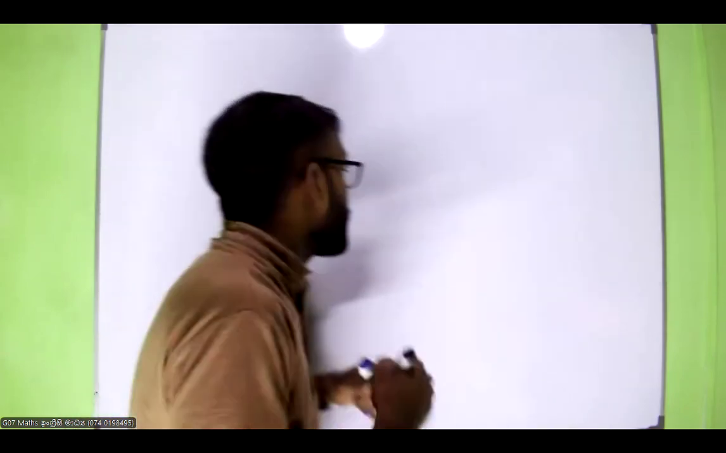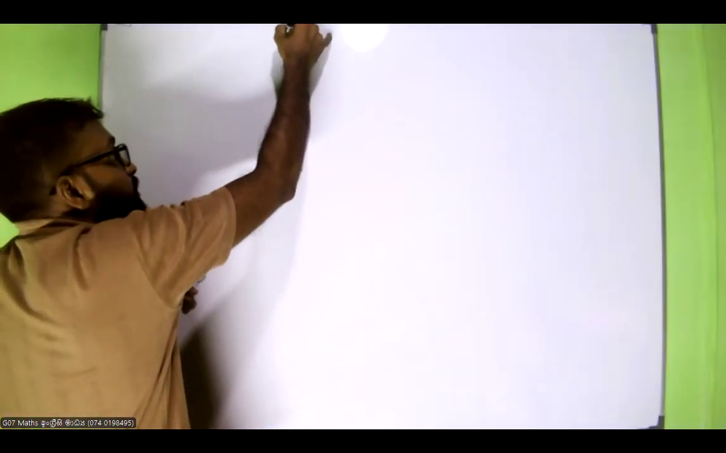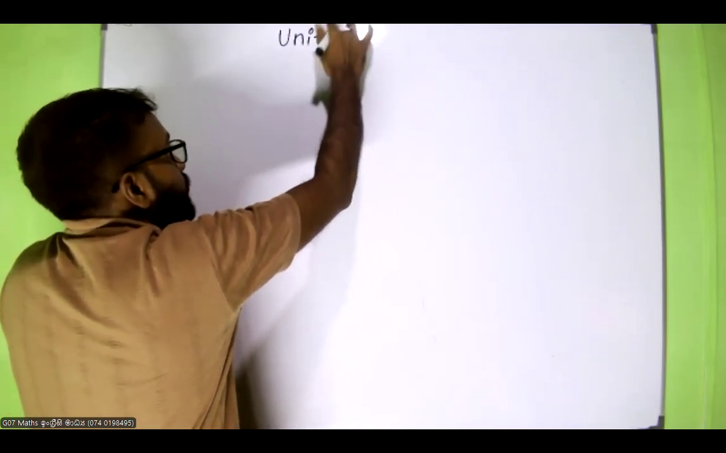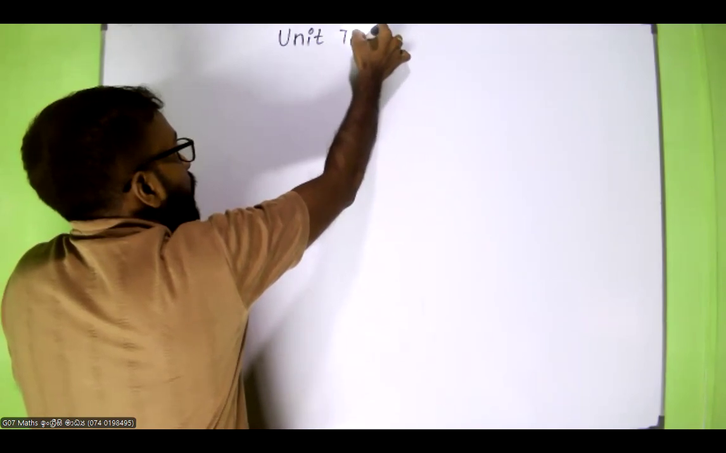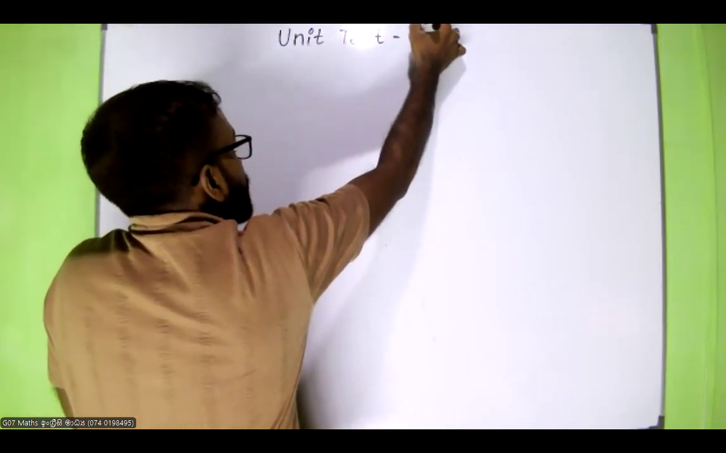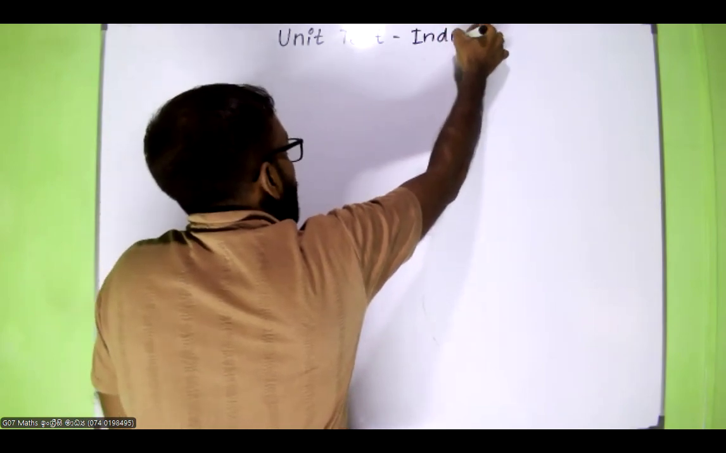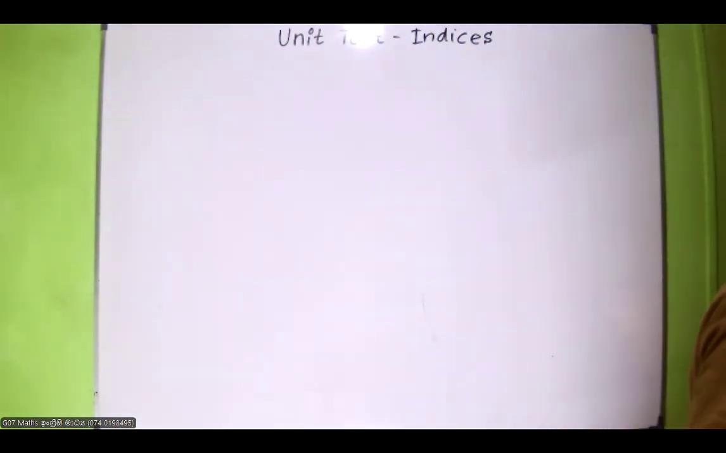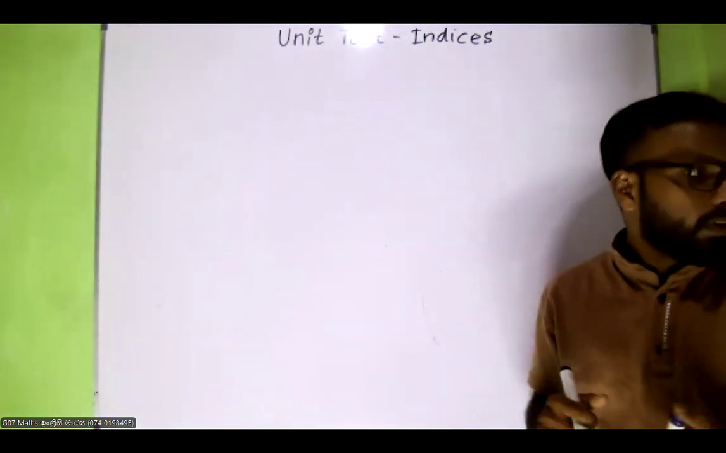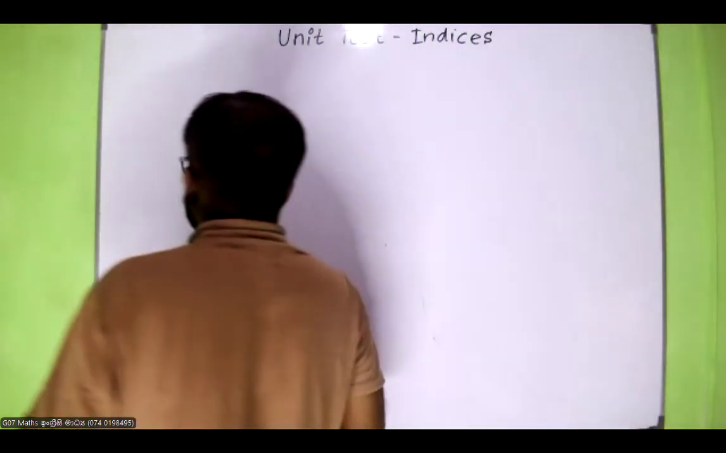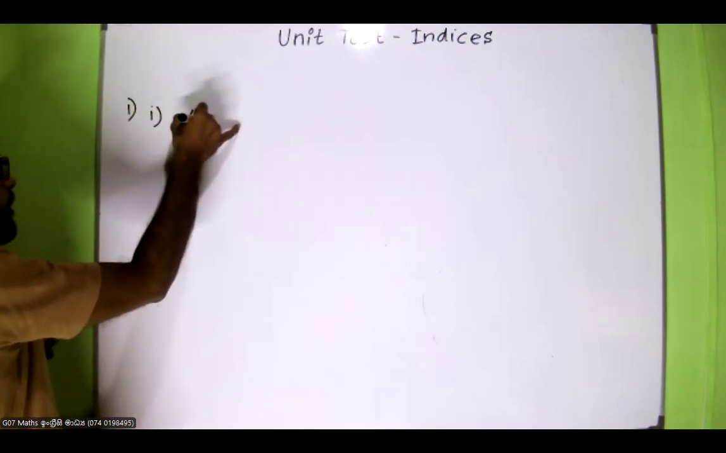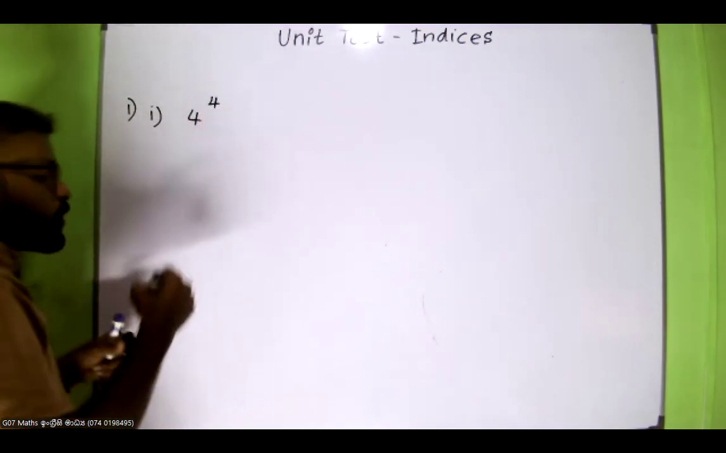Right? Okay guys, so the unit test on indices. We did this last week. Right, first one. Find the value of the given expressions. First one is 4 to the power 4. First question, first part: 4 to the power 4.